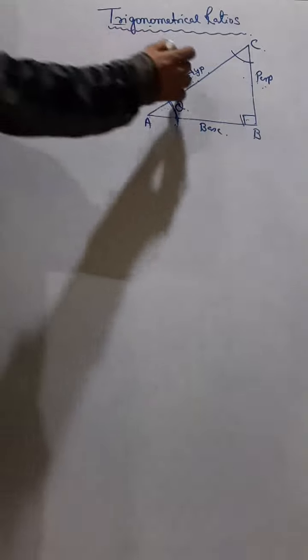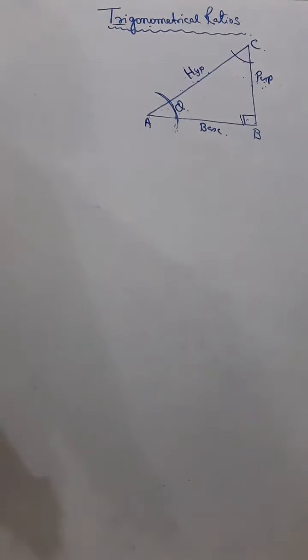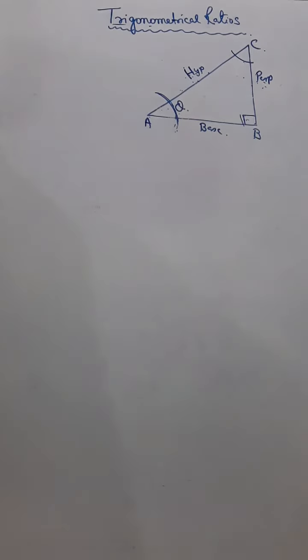Now out of these three sides, the ratio of the length of any two sides is referred with a special name, and those names that I am just going to tell you now are called trigonometrical ratios.